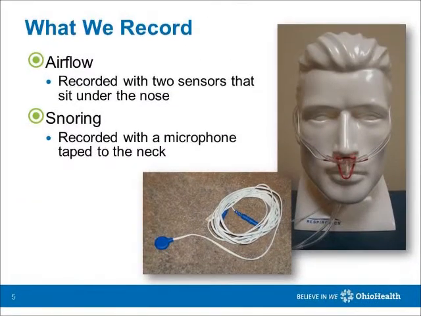Since obstructive sleep apnea is the most common sleep disorder found during a sleep study, we also record bodily signals that indicate the presence of breathing abnormalities during sleep. With two sensors that sit under the nose, sleep techs record when someone is breathing and if their airflow ever decreases or stops altogether. Since snoring is one of the most common signs of sleep apnea, it's recorded with a microphone that gets taped onto the neck.